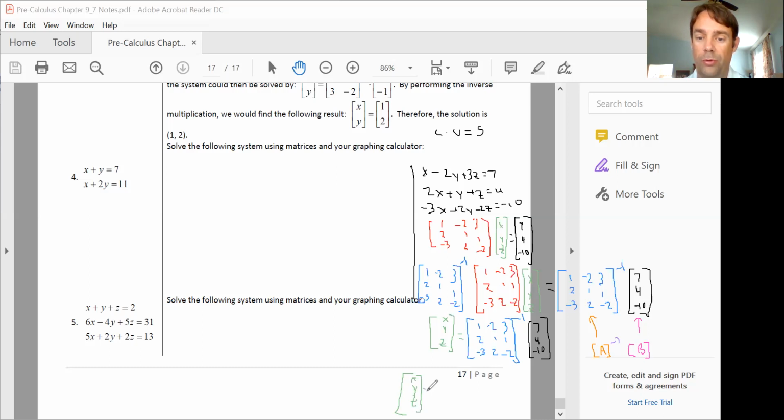It is going to be equal to whatever that result is. And that result in this case would be 2, -1, 1. So it means X is 2, Y is -1, and Z is 1. So that is my solution.